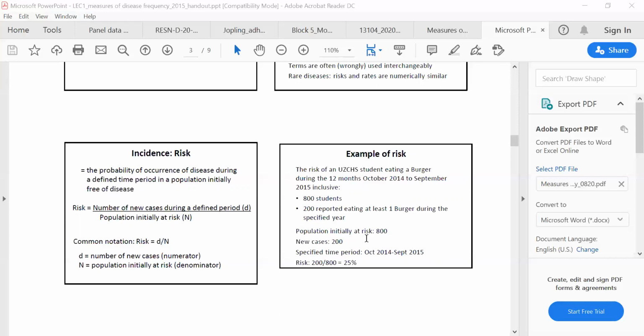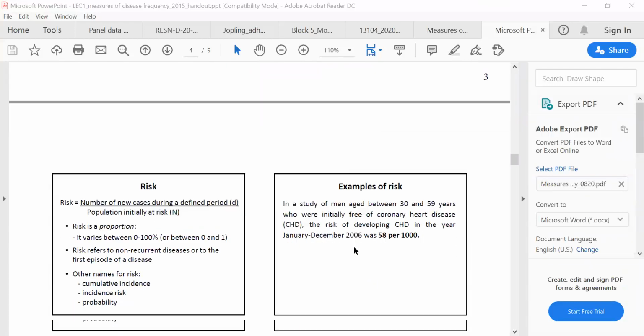So what is our population at risk? There were 800 students. How many new cases, or people who ate a burger? There were 200. What is our period? Our period is 1 year, 2014 to 2015. So our risk becomes 200 over 800, and we get 25%.